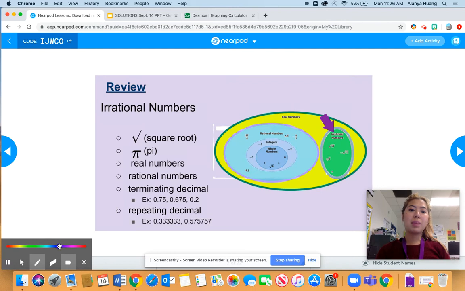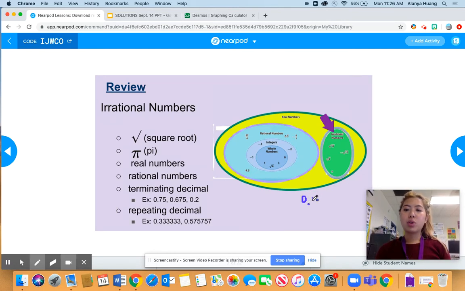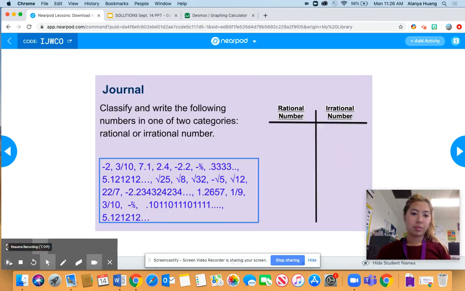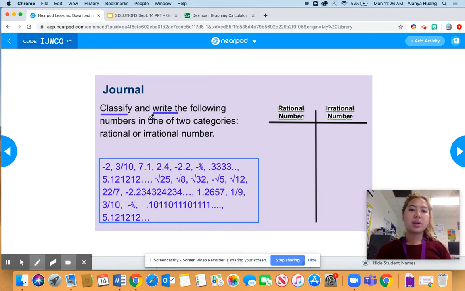An example of an irrational number decimal would be 0.1358777, and the numbers continue. So it's a non-terminating decimal. That means it doesn't stop, and there's no pattern of repeating numbers. So now we have to classify and write the following numbers in one of two categories, rational or irrational numbers.